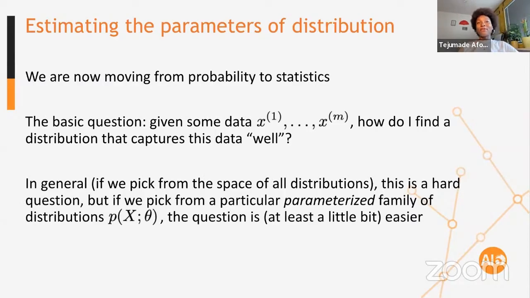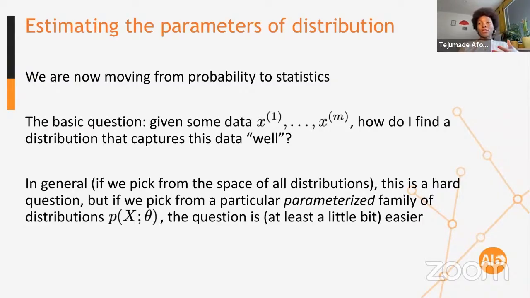So in general, if we pick from the space of all distributions, then this is a very hard question. But if we pick from a particular parameterized family of distributions, whenever you see a notation like P of X with this colon theta, this is just saying that this distribution is parameterized by theta. This is the way a lot of people denote a parameterized family, just to tell you that it has some parameters. You need to learn some parameters for this data.